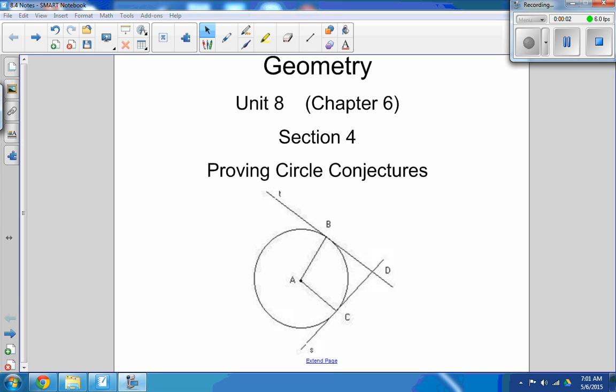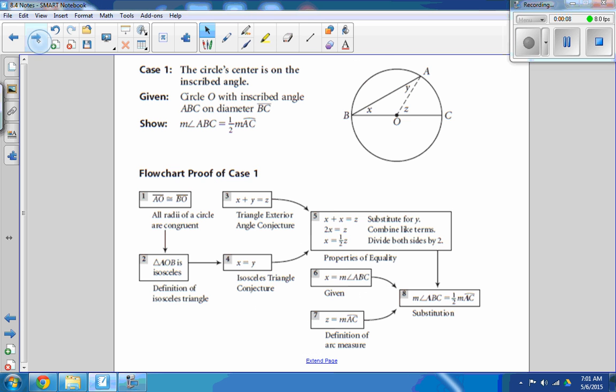Geometry, Unit 8, which is Chapter 6 from the book. Section 4, Proving Circle Conjectures. So what we're going to be doing in here is a bunch of flowchart proofs. This first one is one that we get from the book. And the idea we're trying to prove is that the circle center is on the inscribed angle here.